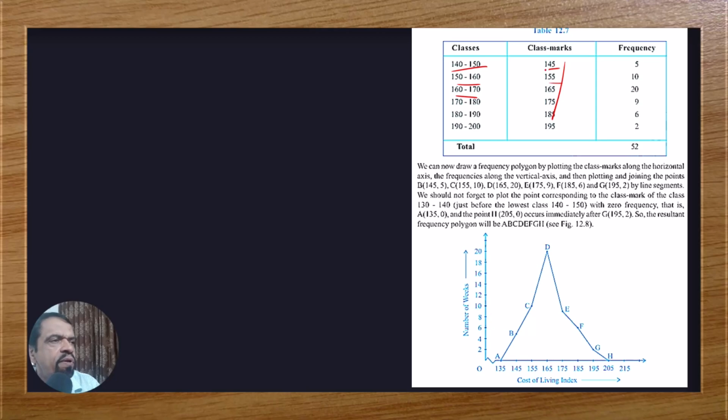So according to class mark 145, the corresponding frequency is 5. This is the corresponding frequency. It is 5, between 4 and 6, represented by B. A is this initial point. Now 155 corresponding is 10. 165 corresponding frequency is 20. So it is 20.